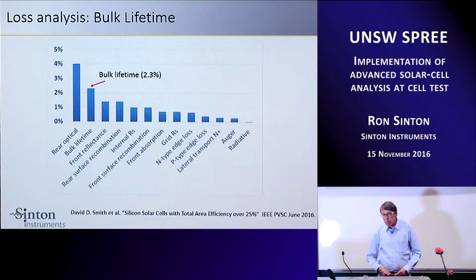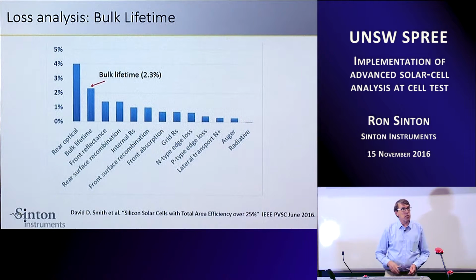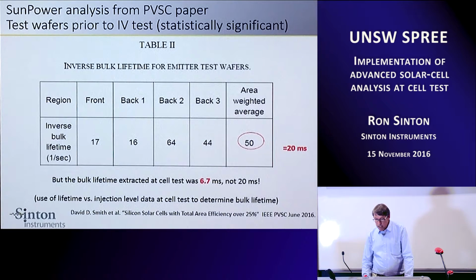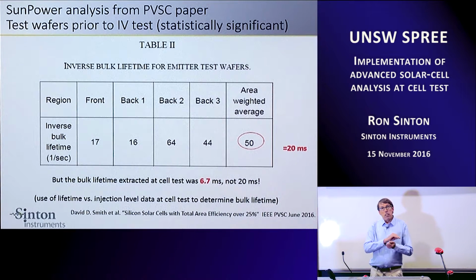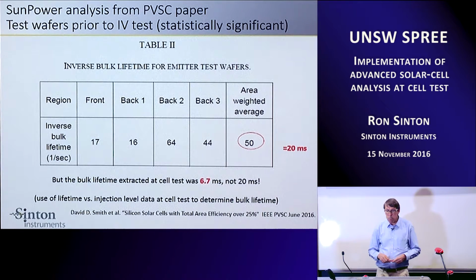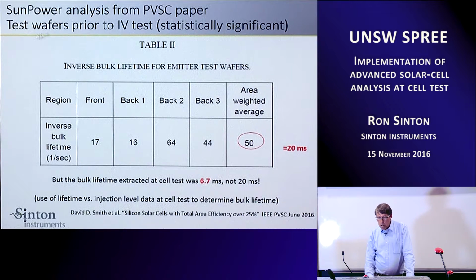So they looked at more detail in the bulk lifetime because this was perhaps the biggest avoidable loss. And they were very interested in this because they track a baseline of test wafers, and they had data for months which showed that the 4 recombination regions on the surfaces each had these parameters, which when weighted by area should have meant that they have a bulk lifetime of 20 milliseconds.